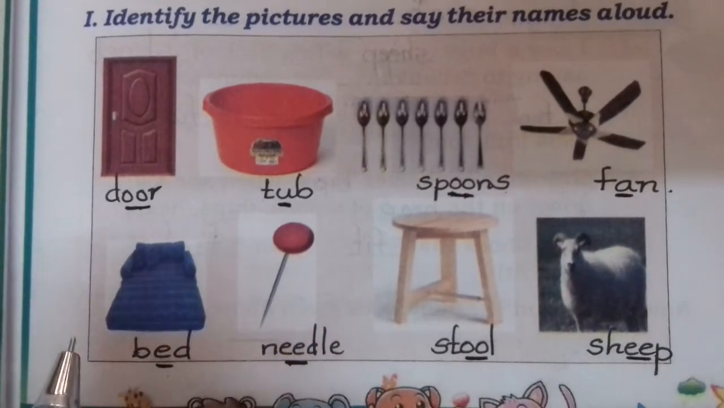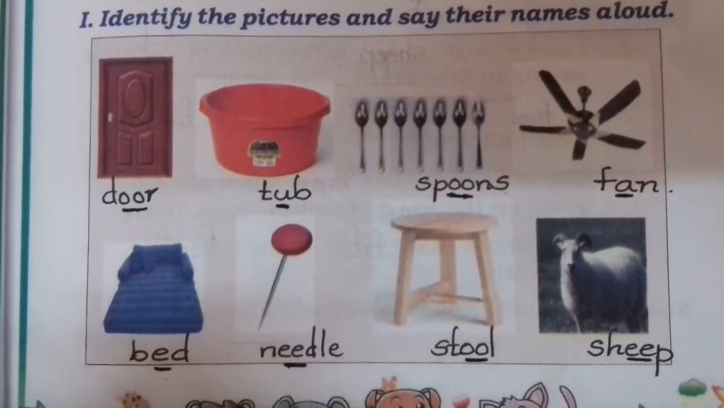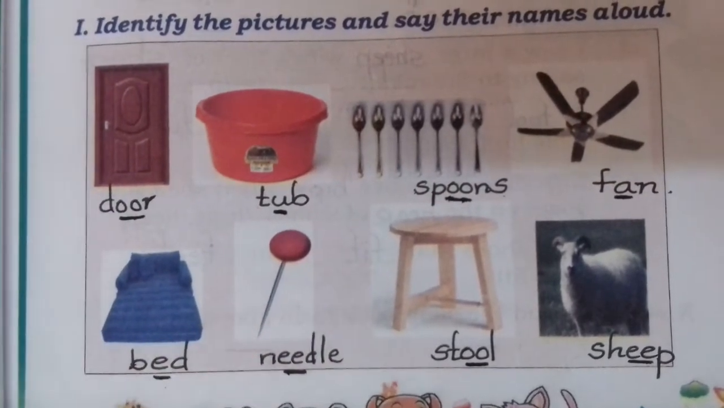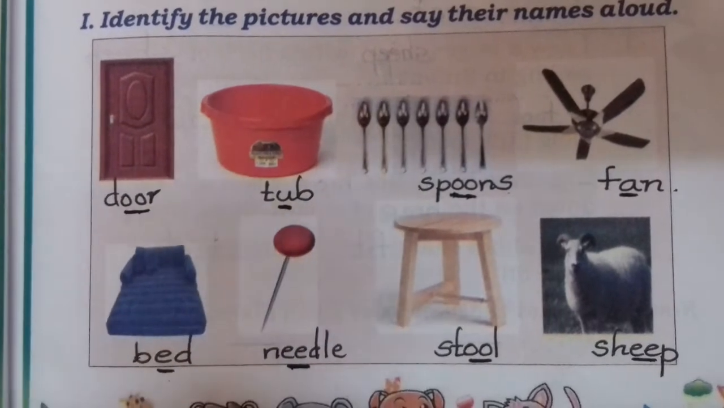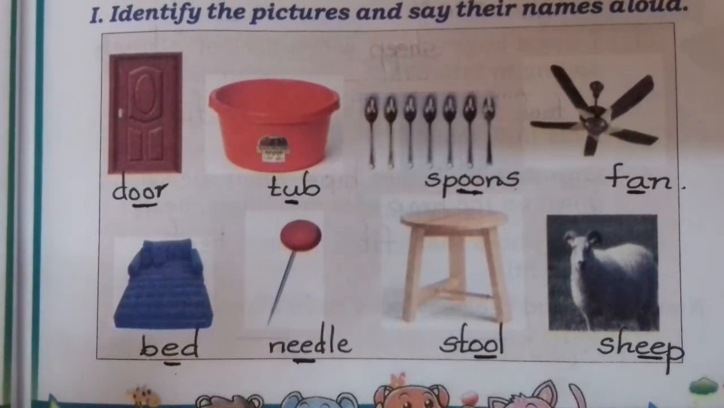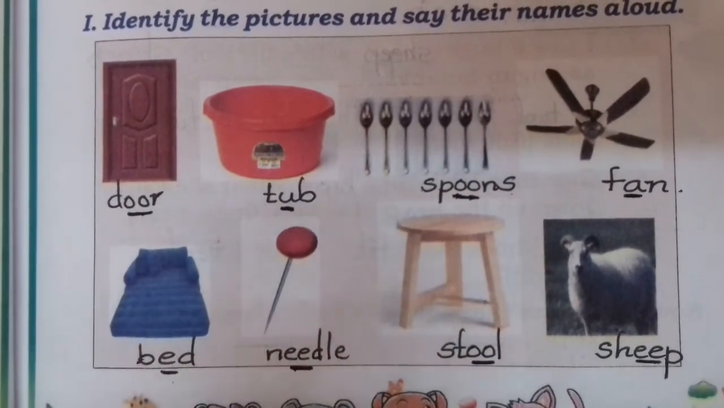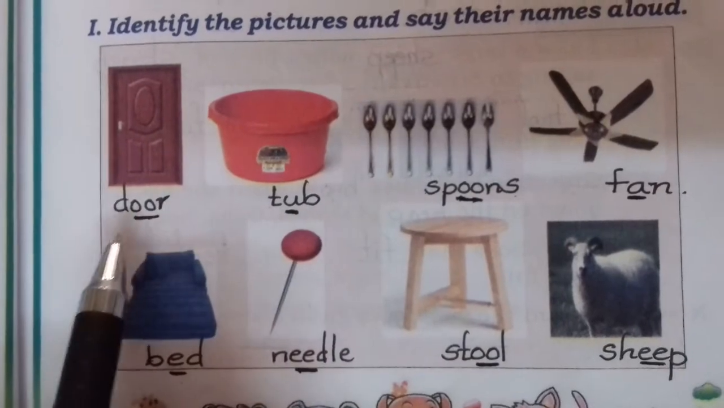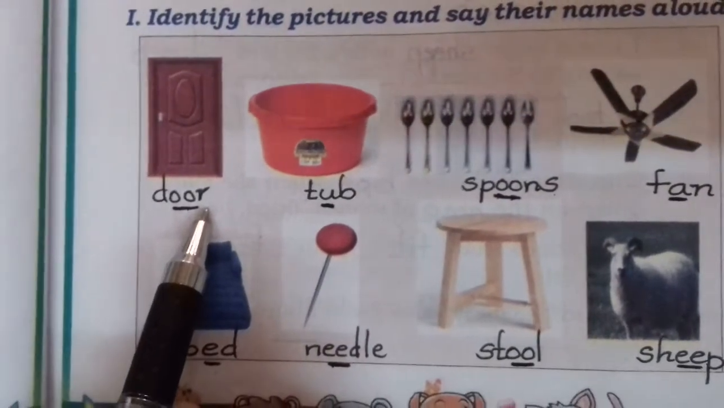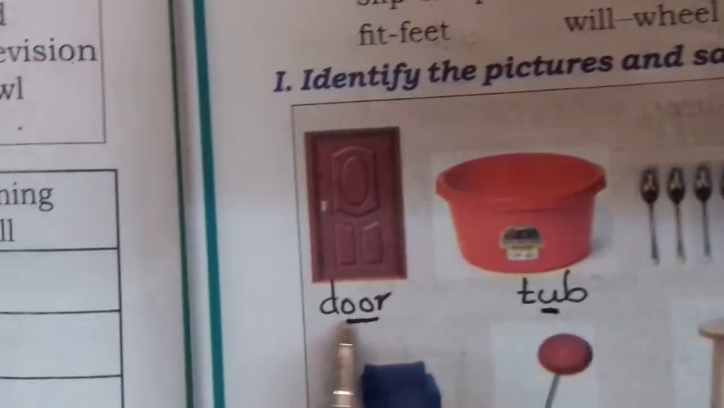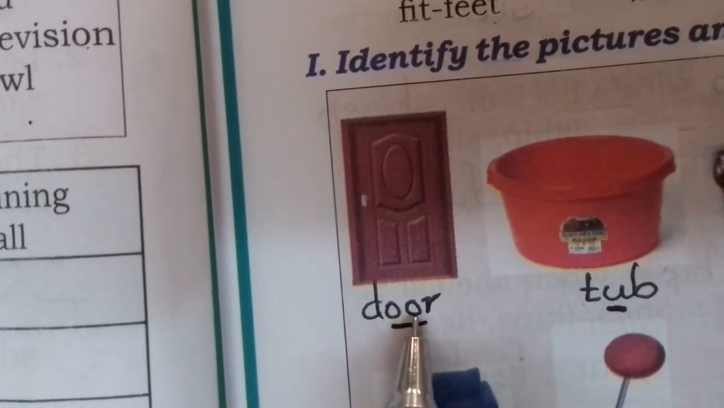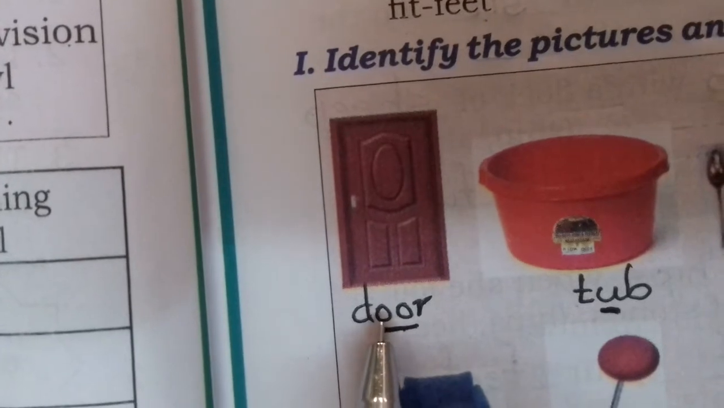Now I want you to watch these words very clearly, children. You have already learned what a vowel is in your previous standard. A, E, I, O and U are vowels. Now we are going to learn what a short vowel and a long vowel are. For example, take this word door. D-O-O-R, door. Here there are two O's, which means two vowels.